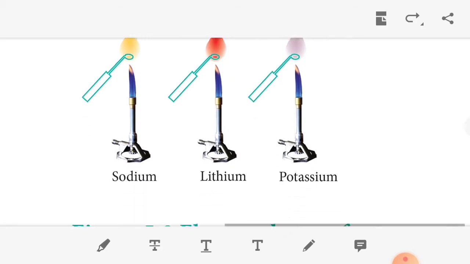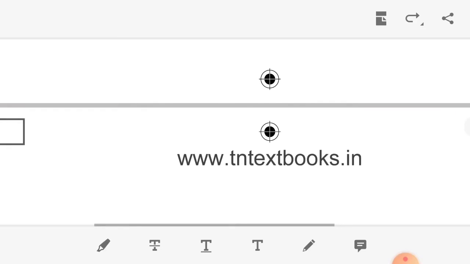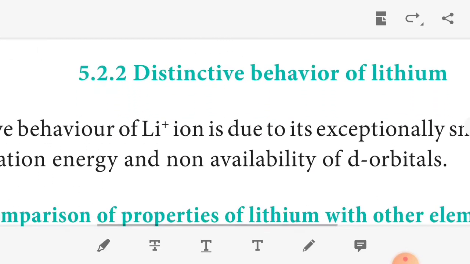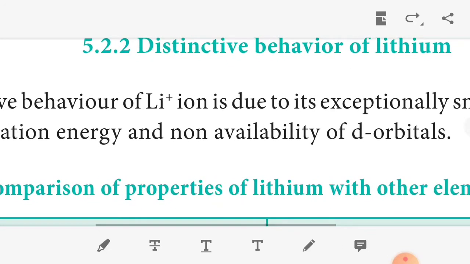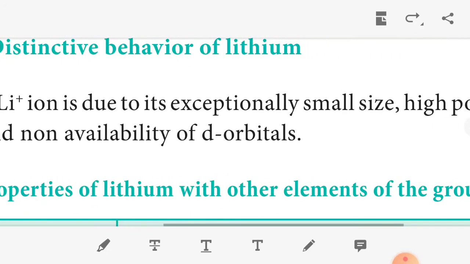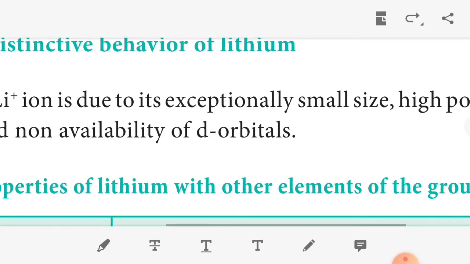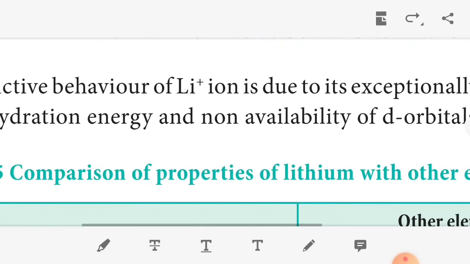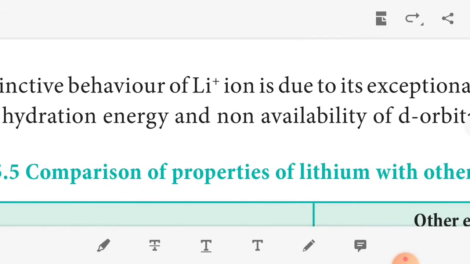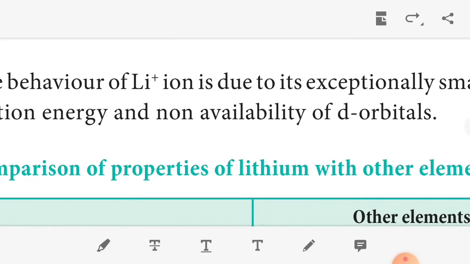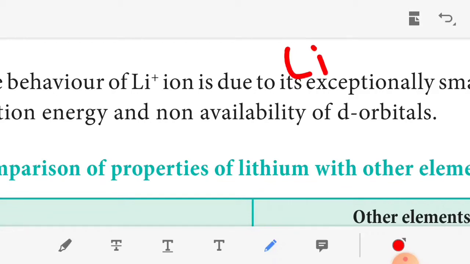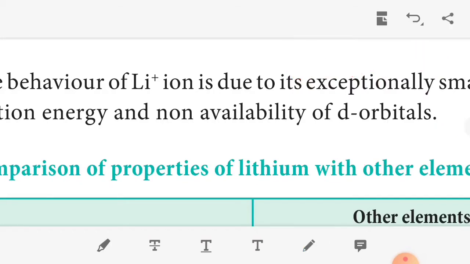The next topic is the distinctive behavior of lithium. The distinctive behavior of lithium, Li+, is due to its especially small size. We know already the size of lithium is very small, that is why its solubility is more. So the small size, high polarizing power, high hydration energy, and non-availability of d orbitals. Lithium's atomic number is 3, so it is 1s2 2s1, with no d orbital available.